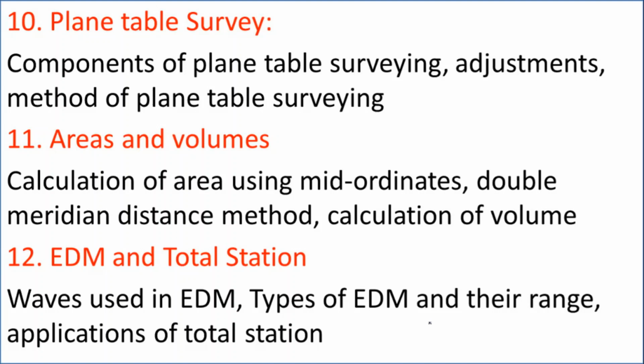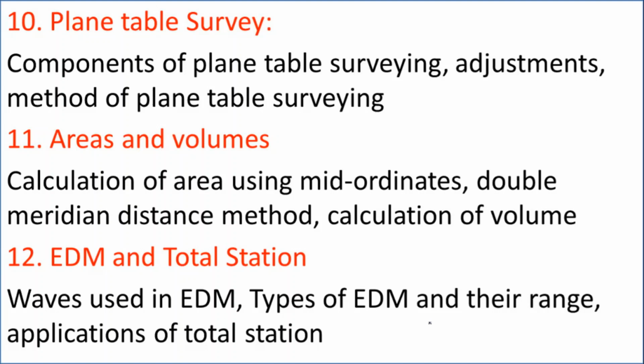The next one is areas and volumes. Area can basically be calculated in two methods. One is the area from the mid ordinate, and the second is the area from the traversing. Those two things we will see here. Along with that we will see the calculation of volume. In this chapter of areas and volumes we will get different formulas, like trapezoidal formula, Simpson's formula, prismoidal formula, these things.